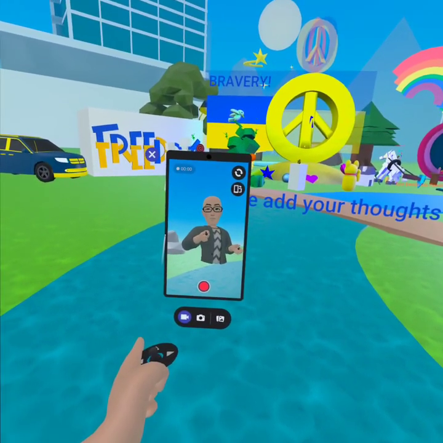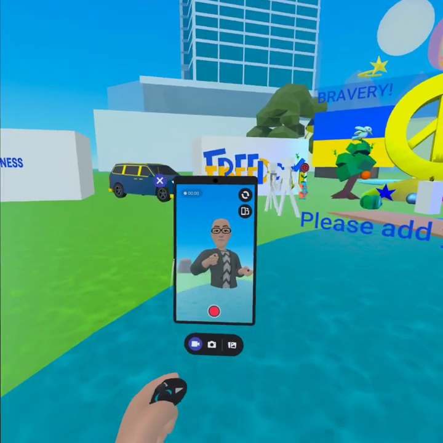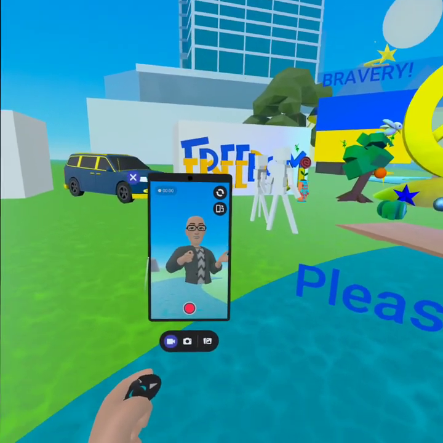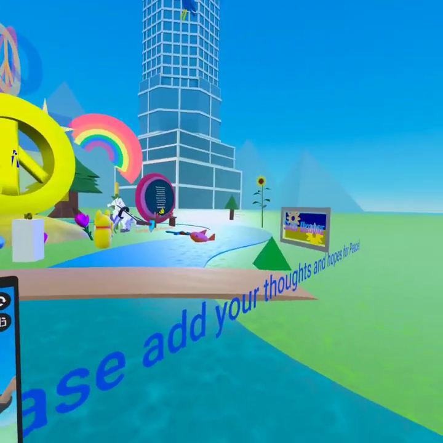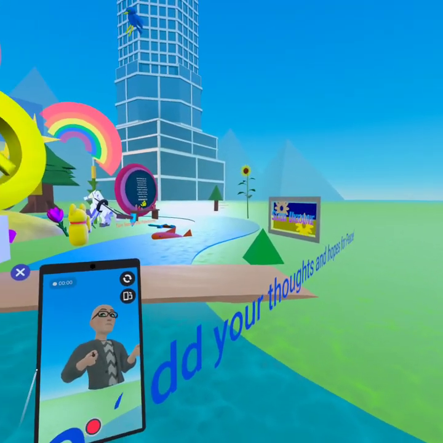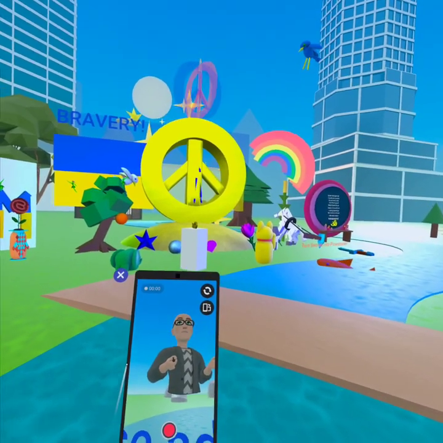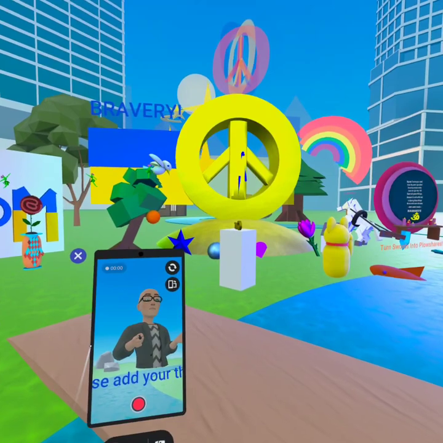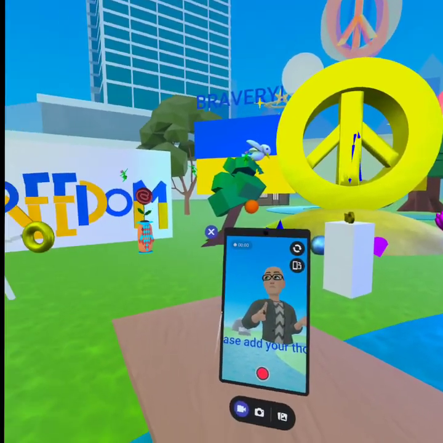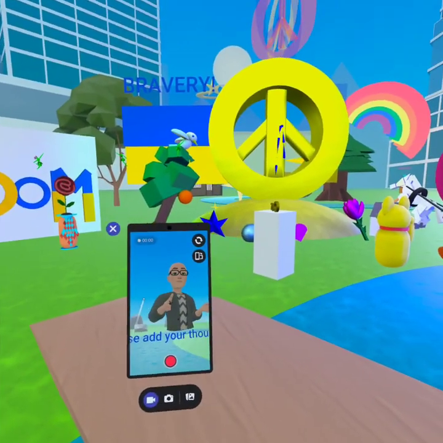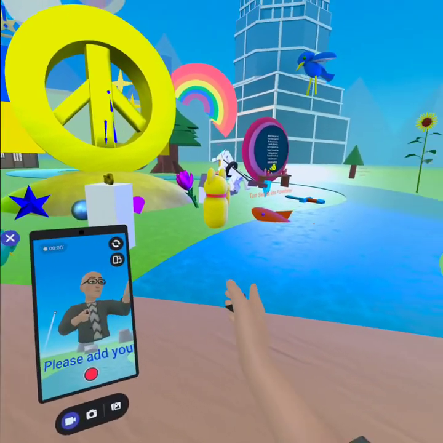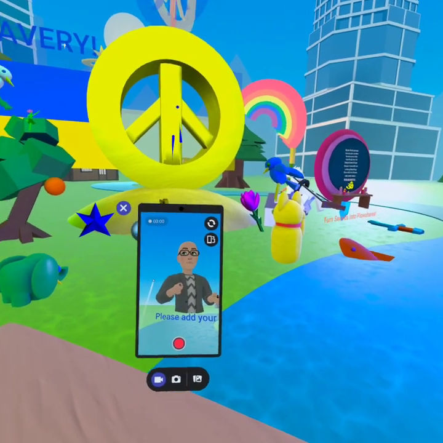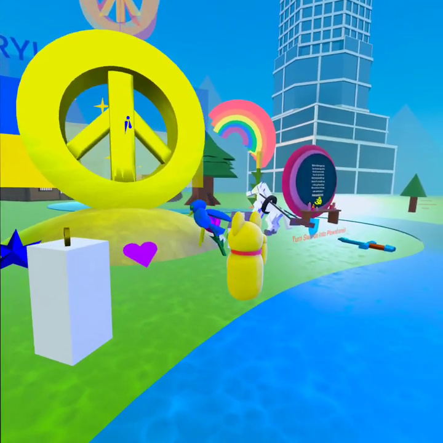I thought I should show this again. This is the Peace Garden Ukraine collaboration. I started building this at the very beginning of the Ukraine crisis, and I invited a lot of other people who were builders in Horizon Worlds to add their parts to this environment, and they did.